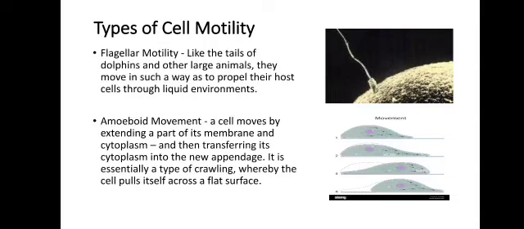And amoeboid movement. A cell moves by extending a part of its membrane and cytoplasm and then transferring its cytoplasm into a new appendage. It is essentially a type of crawling whereby the cell pulls itself across a flat surface. Amoeboid movement is the most typical mode of locomotion in adherent eukaryotic cells. It is a crawling type of movement accomplished by protrusion of the cytoplasm of the cell, involving the formation of pseudopodia, or false feet, and posterior uropods.